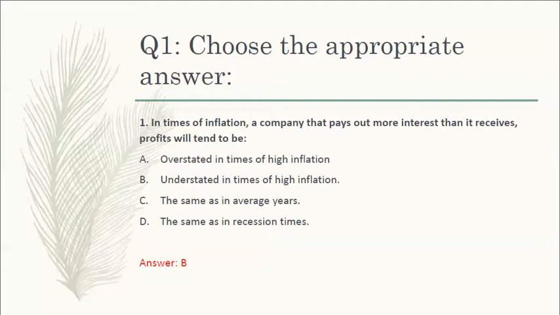Question number 1. In times of inflation, a company that pays out more interest than it receives, profits will tend to be: A, overstated in times of high inflation; B, understated in times of high inflation; C, the same as in average years; D, the same as in recession times. The answer here is B. So, in times of inflation, a company that pays out more interest than it receives, the profits will tend to be understated in times of high inflation.